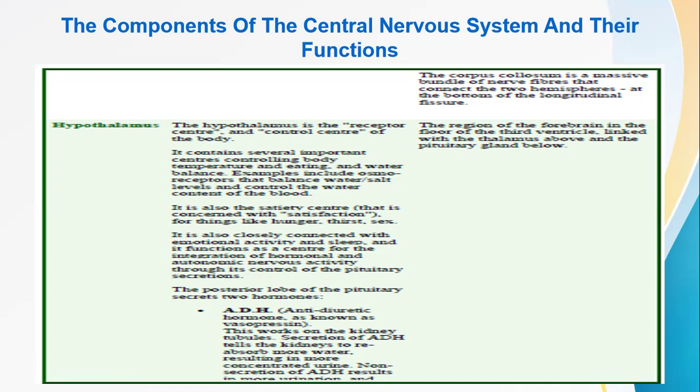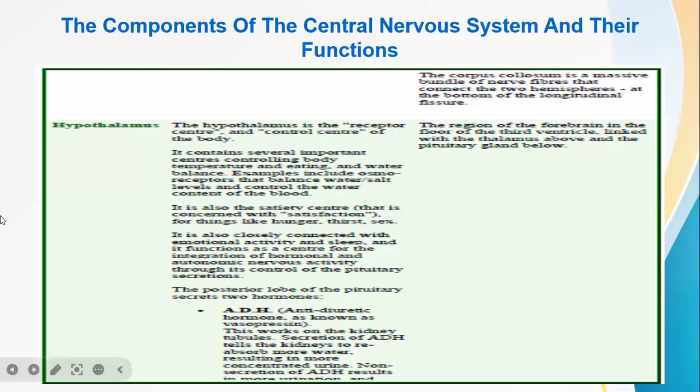We saw this in our previous video. Here it is summarized in the table. The hypothalamus is the receptor center and the control center of the body. It contains several important centers controlling body temperature, eating and the water balance. Examples include the osmoreceptors that balance water and salt levels and control the water content of the blood. It is also the center concerned with the satisfaction of things like hunger, thirst, and sex. So the hypothalamus is there to control such things.